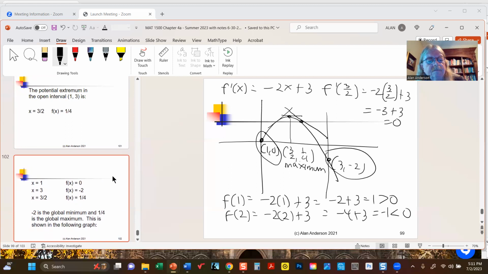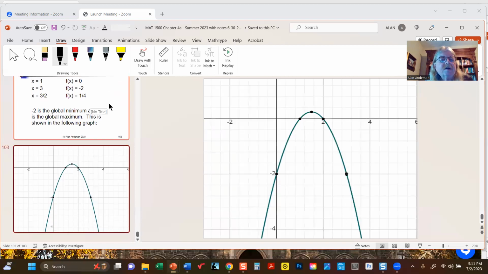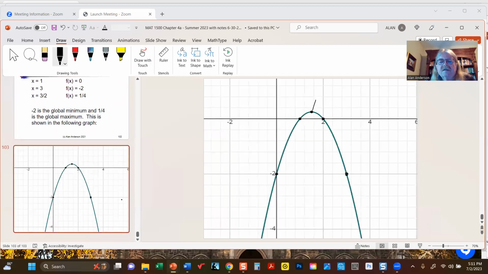All right, and I also reproduced the graph here so we can look at this more carefully. We know that here we have 3 halves, and 1/4. At the point 1 comma 0, the y value is less than 1/4. Here, we've already determined that this is 3 comma negative 2.